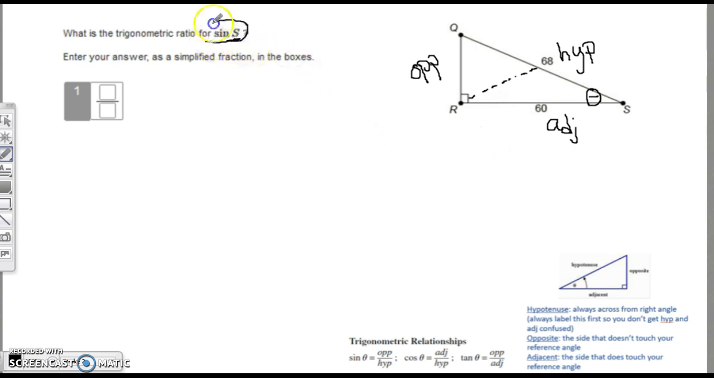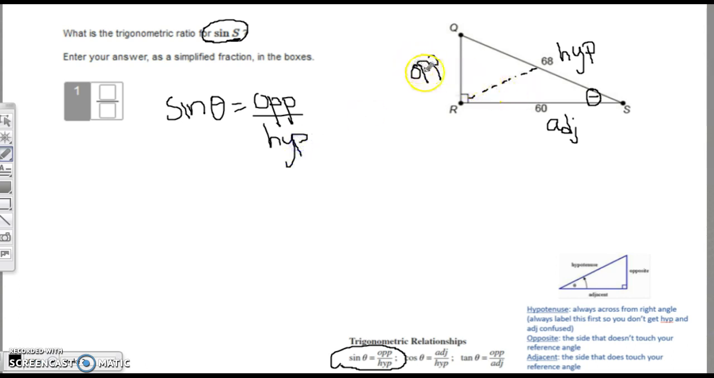All right, and now we're looking for sine of S. So I'm going to go down to my formula sheet and pull the formula for sine of theta. So I need the opposite side, which I don't know yet, over the hypotenuse. And I do know the hypotenuse is 68.